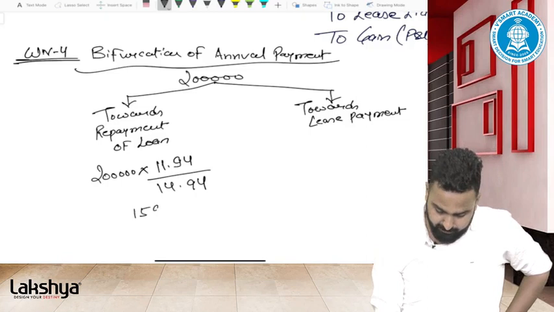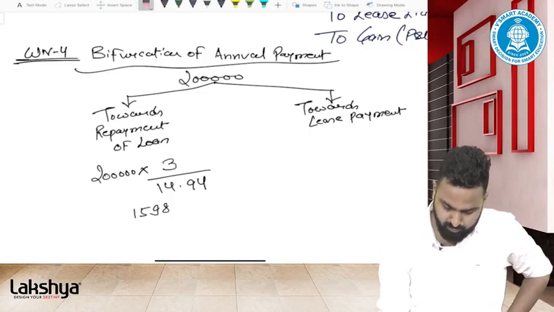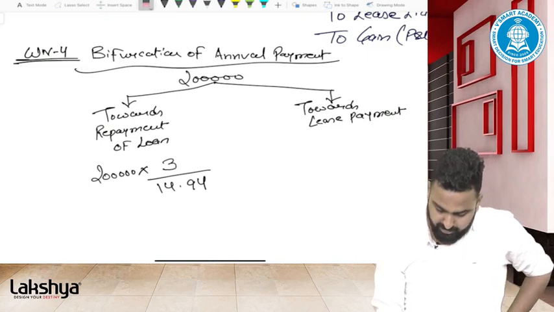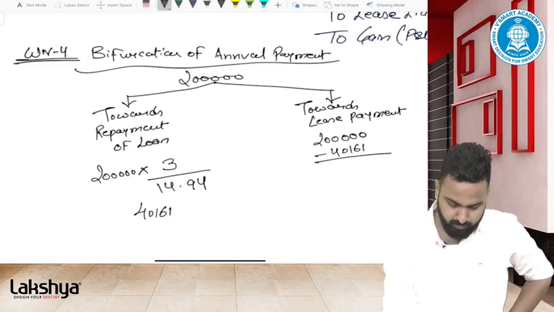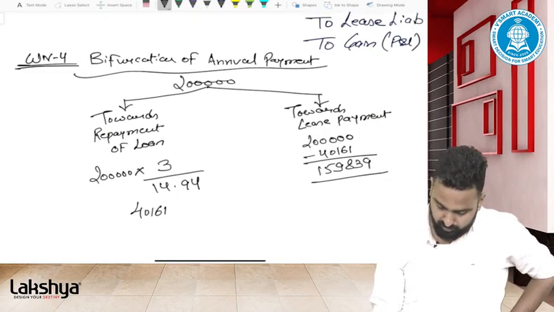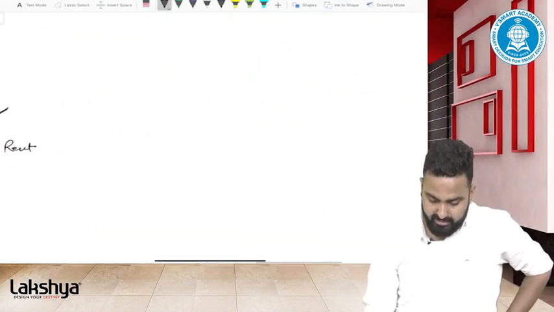It should be 1598. Sorry. It should be 40,161 and $159,839. Okay, that's great.